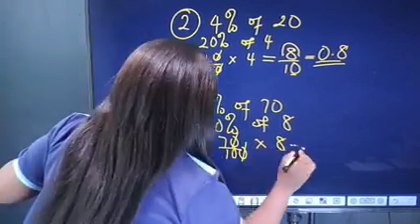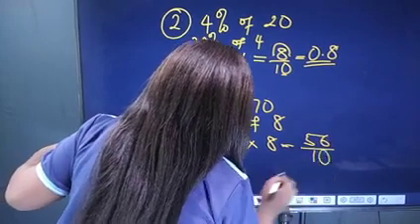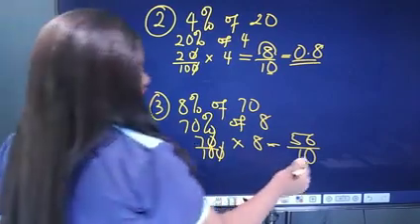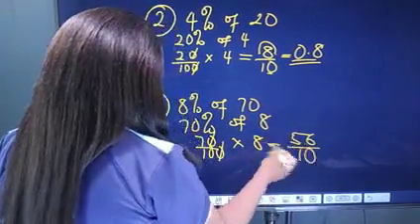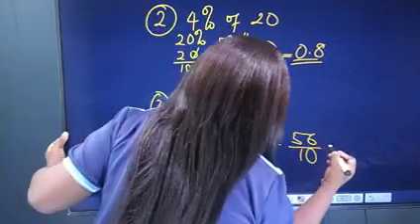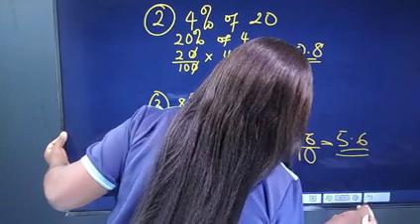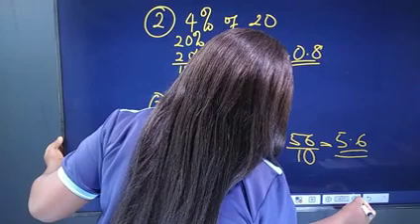7 times 8 is equal to 56, then divided by 10. So what is 56 divided by 10? Without thinking, you should know the answer. Just introduce a decimal point one place to the left. So that is equal to 5.6.